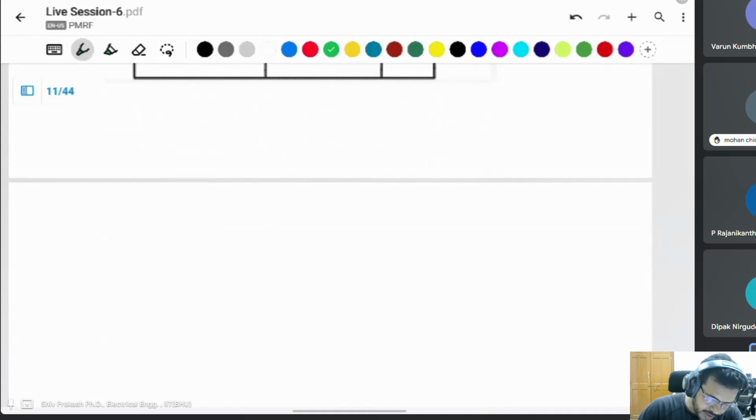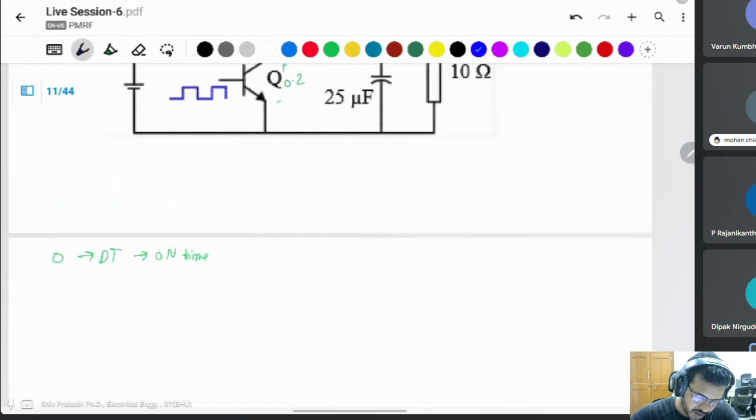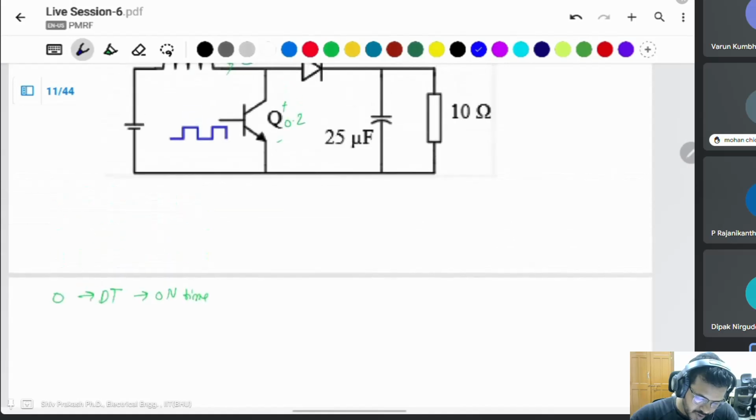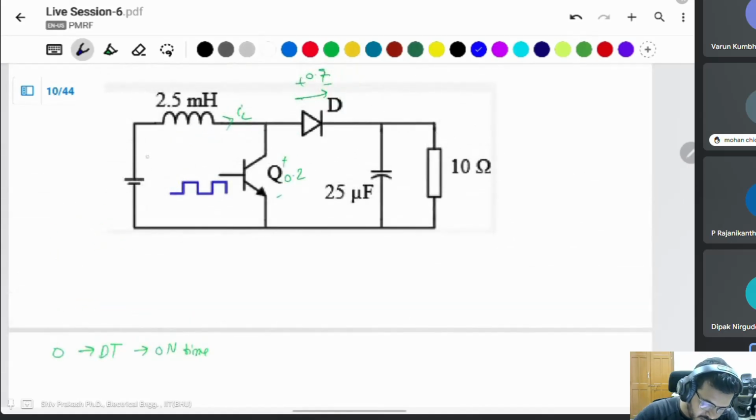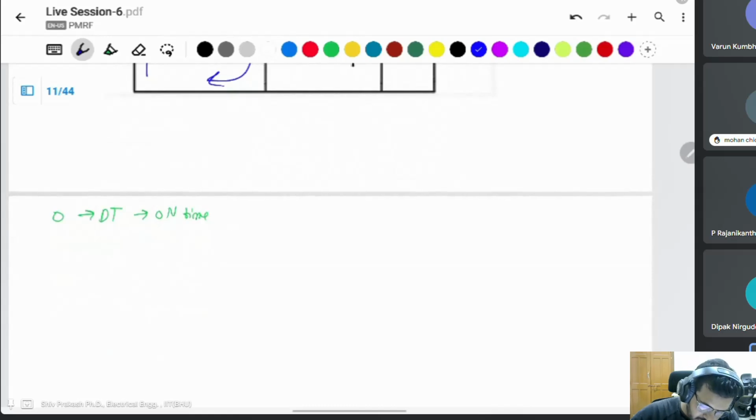Okay, first take the 0 to dT on time, the duty cycle time period of the frequency. Switch is on, that means this current is flowing like that, and the circuit will look like an inductor. After that, there will be a voltage drop.